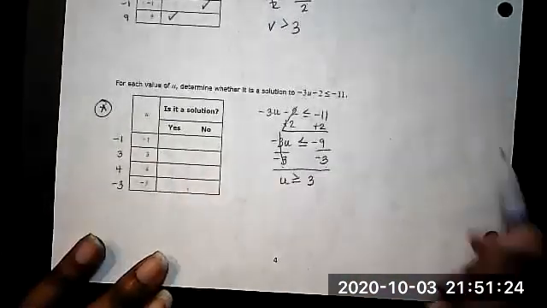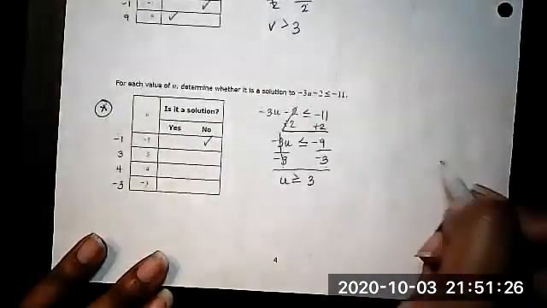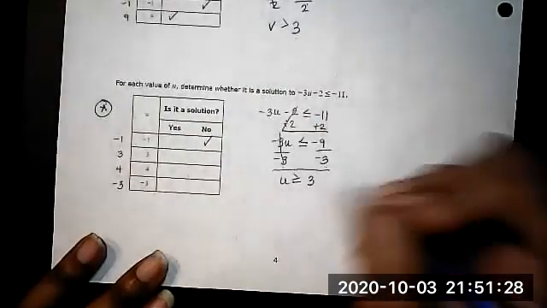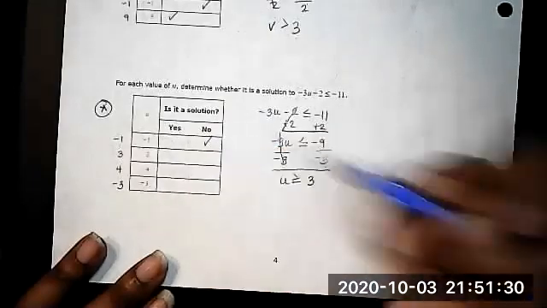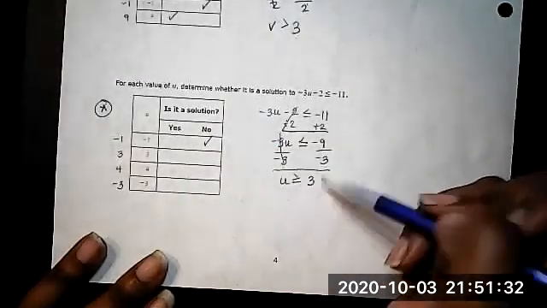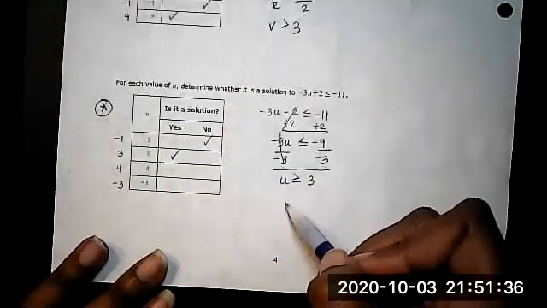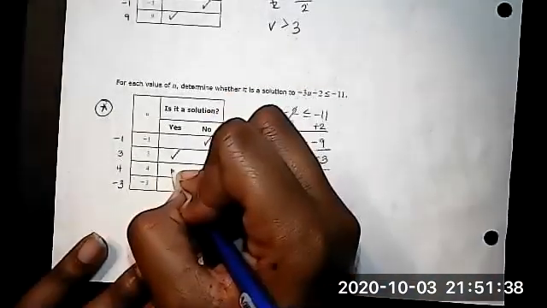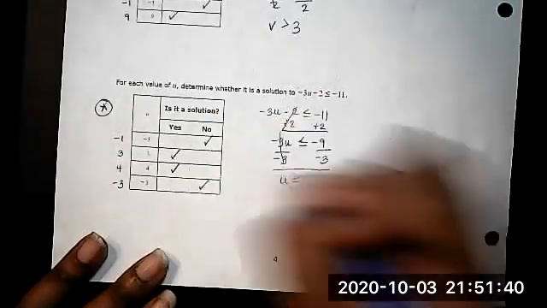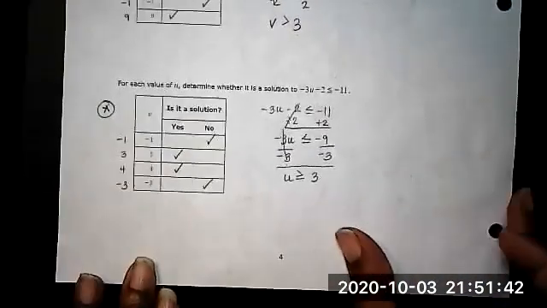Is -1 a solution? No, -1 is not greater than or equal to 3. Is 3 equal to or greater than 3? Yes, it is. So I'm going to say yes there. Is 4 greater than or equal to 3? Yes. Is -3? No. So those will be your answers there for that particular situation.